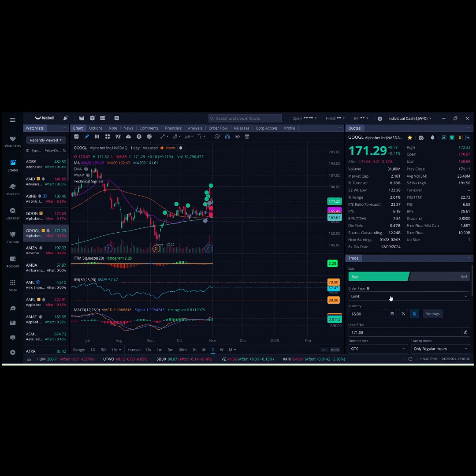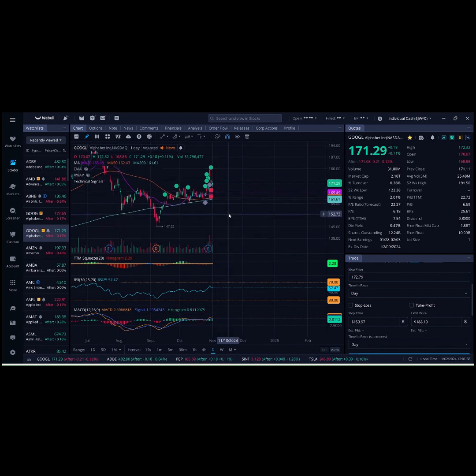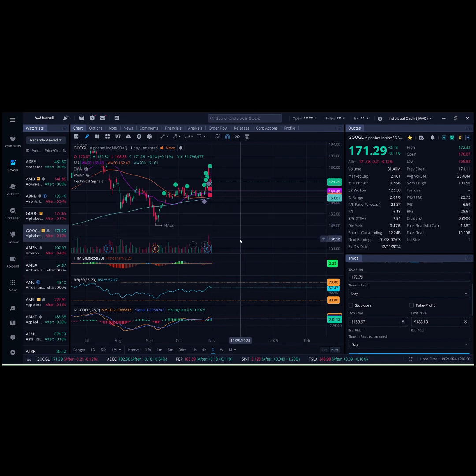Last, I explained about limit. Right here, you can put the stop price. So if the stock continues to fall, it will touch your stop price as marked right here, and it will take you out of the investment. So you won't continue to lose money if the stock continues to fall.